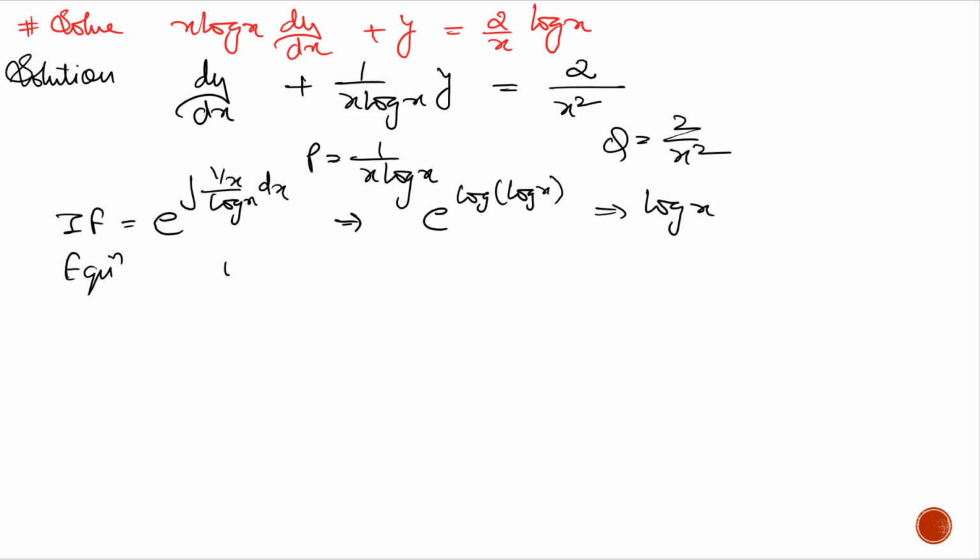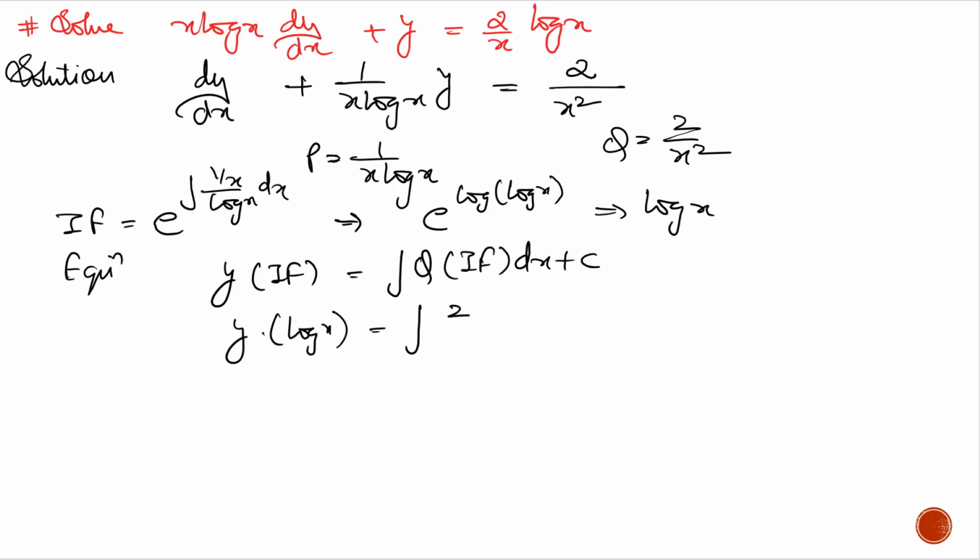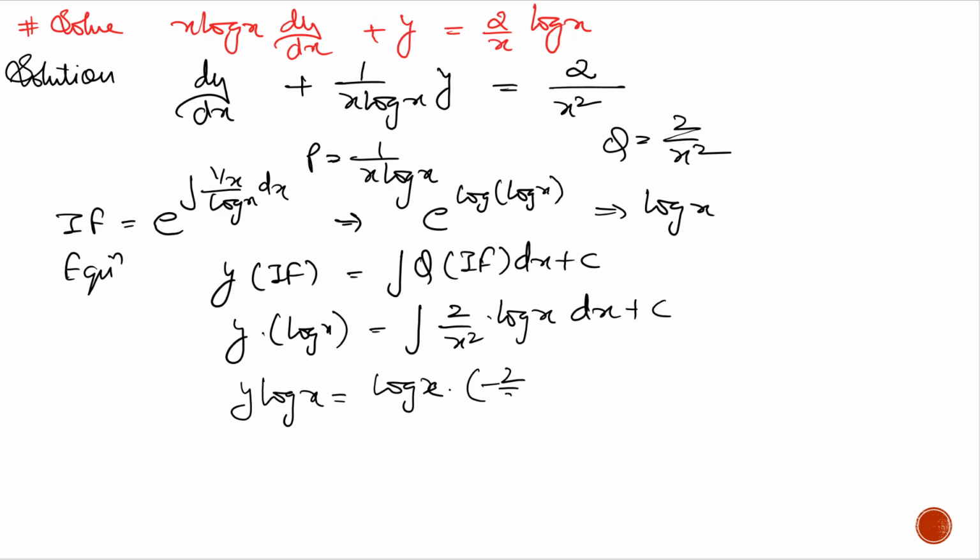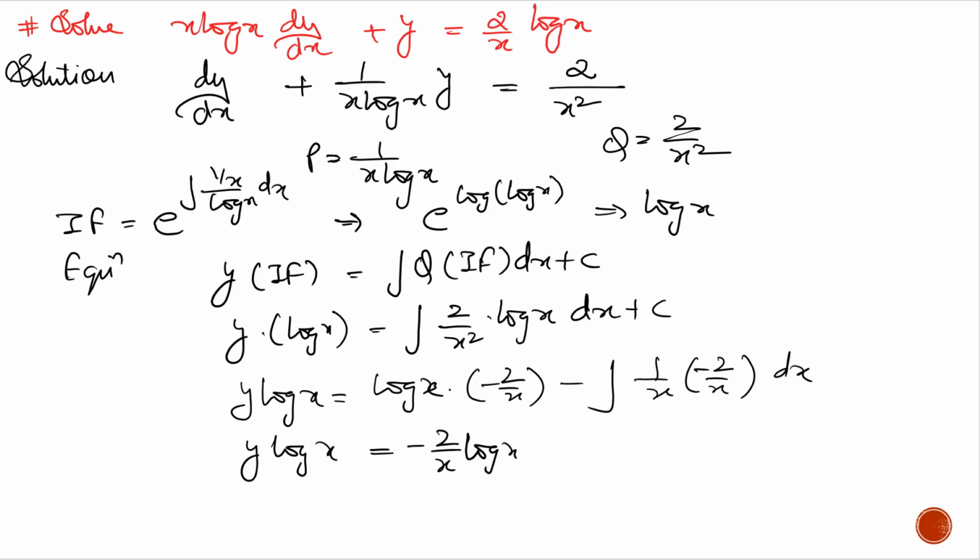Now the equation is y into the integration factor equals the integration of Q into the integration factor with respect to x plus c. The integration factor is log x and Q is 2 by x square. Now when we solve 2 by x square log x, we'll use by parts, and after using by parts we'll get the answer y log x equals minus 2 by x into log x minus 2 by x plus c.